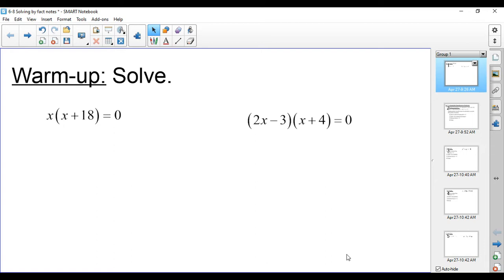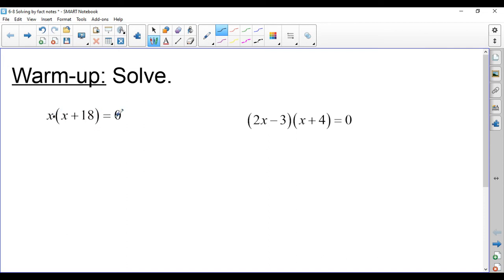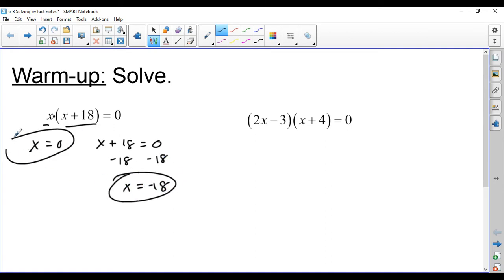So the last thing we were doing last week was solving equations using the zero product property, which says if two things multiply, this is x times x plus 18, if they multiply to equal 0, then either one of them is 0 or both are 0. So we could solve this equation by setting each of the factors, the x and the x plus 18, each equal to 0, and then solving the resulting equation. So here I get x is negative 18 and x is 0.